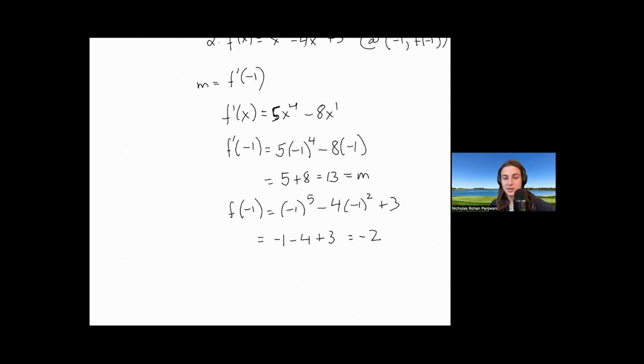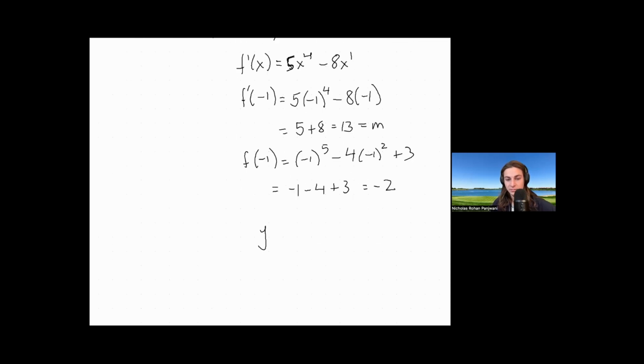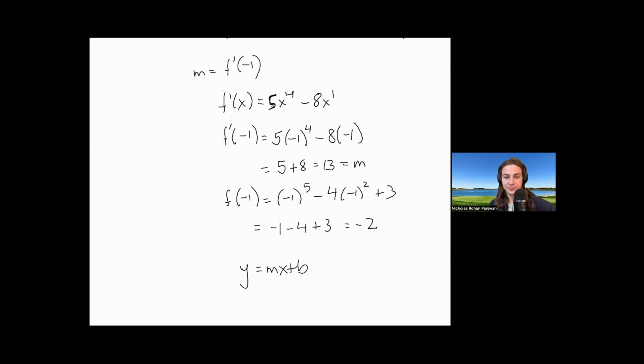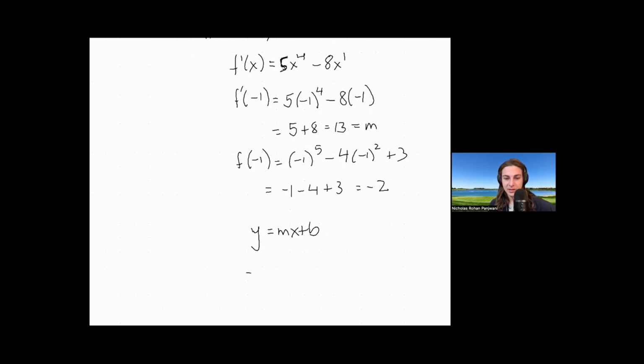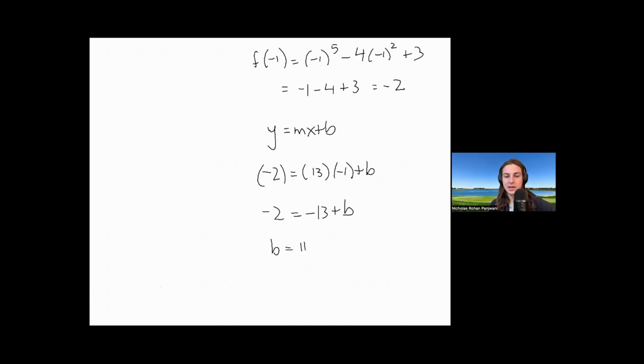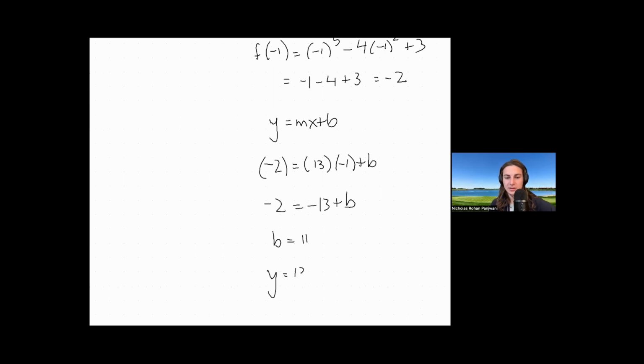So now our equation of the tangent line, we have our x is negative 1, our y is negative 2, our m is 13, and we need to solve for b. So negative 2 is equal to 13 times negative 1 plus b. Negative 2 equals negative 13 plus b. B is equal to 11, positive 11. We move that 13 to the other side. 13 minus 2 effectively. Okay, so our equation of the tangent line is y equals 13x plus 11.